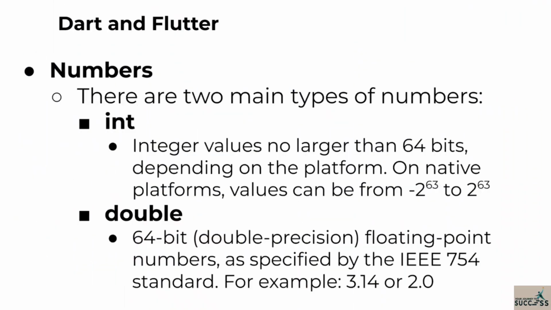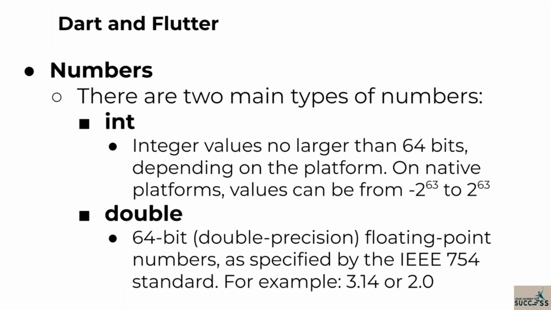There are actually two main types of numbers we tend to work with, and those are integers and doubles, otherwise known as floating point numbers. Integers are essentially whole numbers. Think of things like 10, 12, 100, etc. And on native platforms, those values can range anywhere from -2 to the power of 63, which is some huge negative number, all the way to 2 to the power of 63, which is some huge positive number. And technically speaking, it's 2 to the power of 63 minus 1. In other words, integers are whole values or whole numbers.